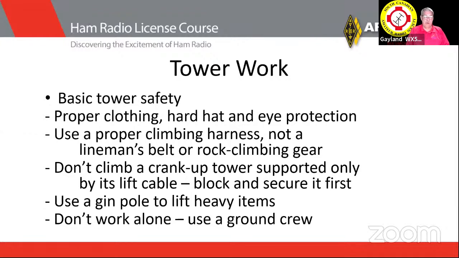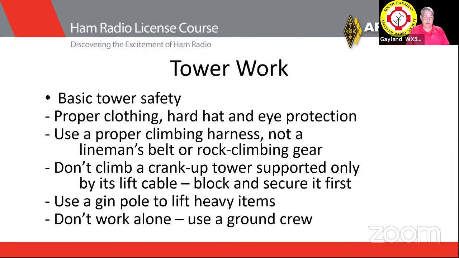Some towers have apparatus on them that allow you to raise and lower them up and down, like a cable and a winch type thing. If you're going up that, make sure that you properly secure the tower first, not just by the cable. That cable's probably not rated, and the fittings probably aren't rated for an added 150, 200 pounds of your body weight.